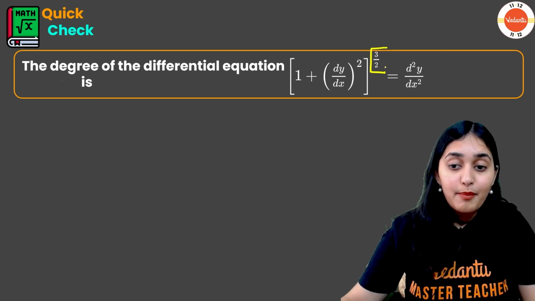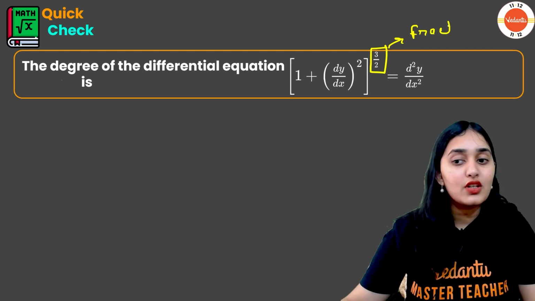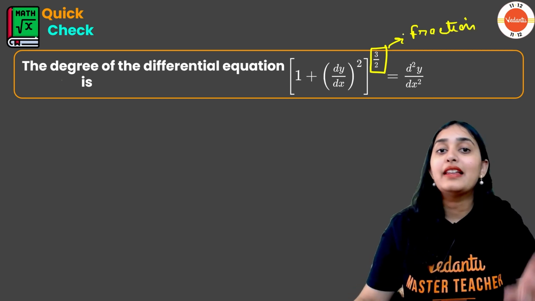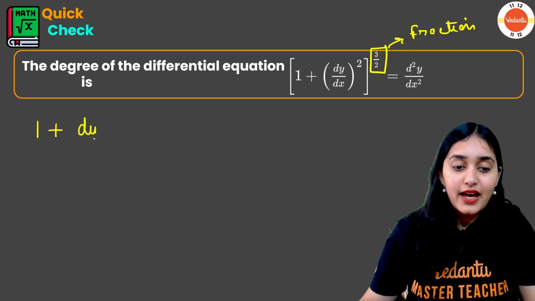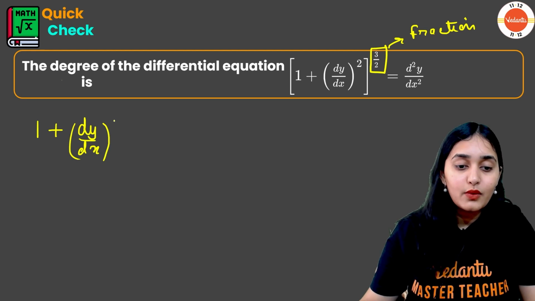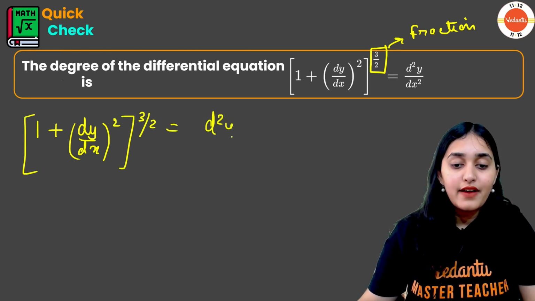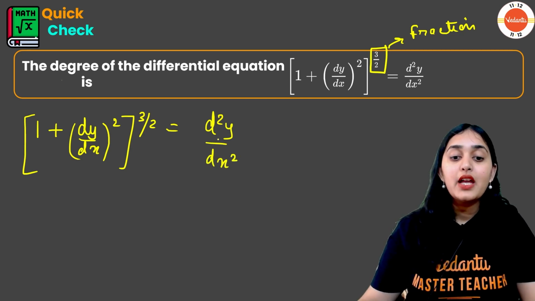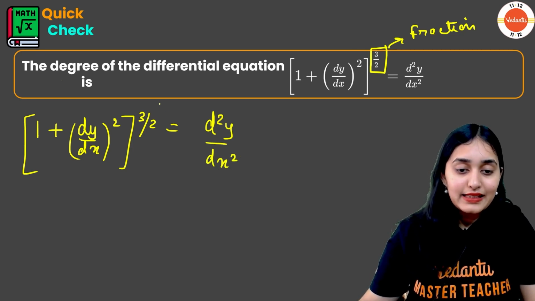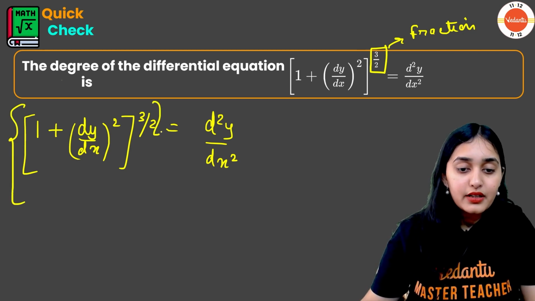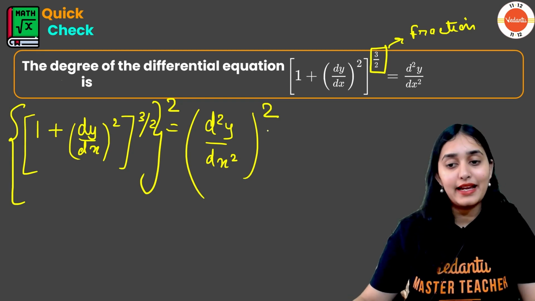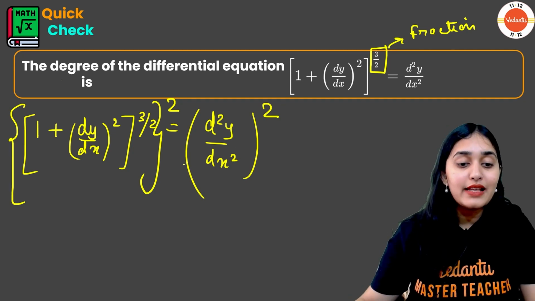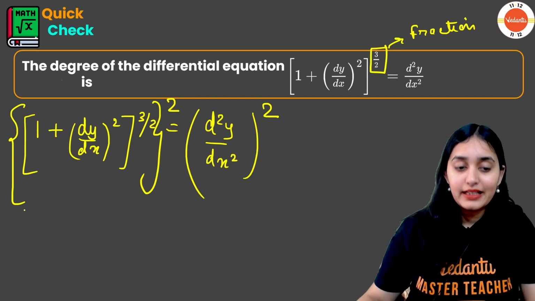You see, power is a fraction. Fraction is not allowed. So, what should we do? Let's remove the fraction. How can we do that? (1 plus dy by dx whole square) to the power 3 by 2 is d square y by dx square. Okay. Now, what I can do is simply put a square on both the sides. Why am I squaring both the sides? Because this 2 will get cancelled, right?